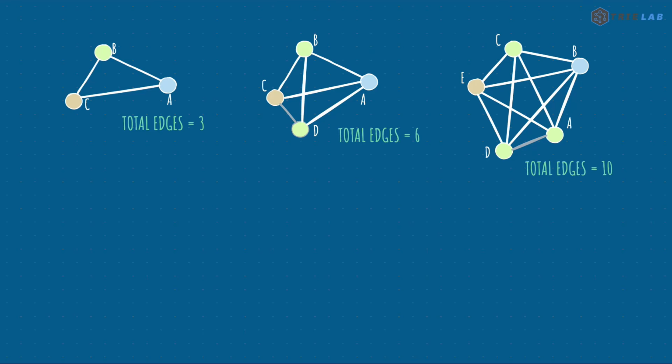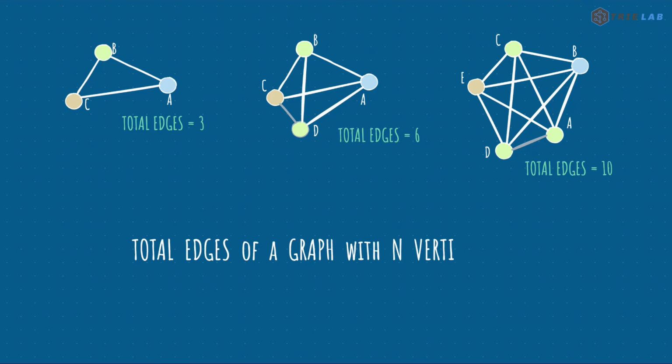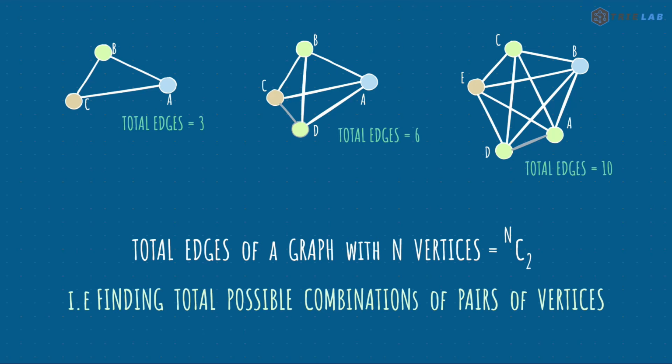Now, do you see the pattern over here? To generalize this, the total number of edges for a graph with n vertices is basically nC2. That is, if you have n vertices, we are trying to find all the combinations of selecting a pair of vertices from the vertex set to assign an edge. Or in other words, it determines the total possible unique pairs of vertices we can select.